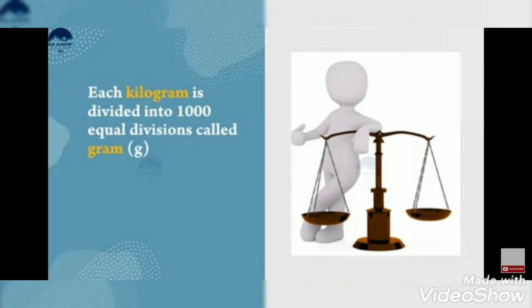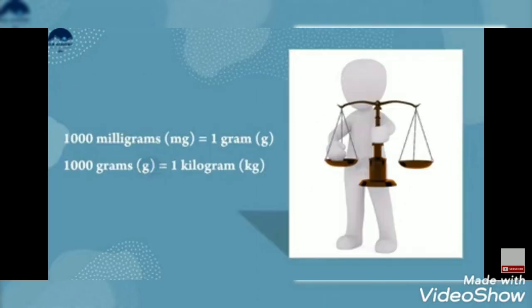Then comes the mass of an object. Each kilogram is divided into 1000 equal divisions called grams. Mass is measured in grams or in kilograms. The mass of an object, the weight of an object, is in kilograms or grams. The further units are 1000 milligrams is equal to 1 gram, 1000 grams is equal to 1 kilogram. In this also, 1 kg is a higher unit as compared to grams, milligrams and others.